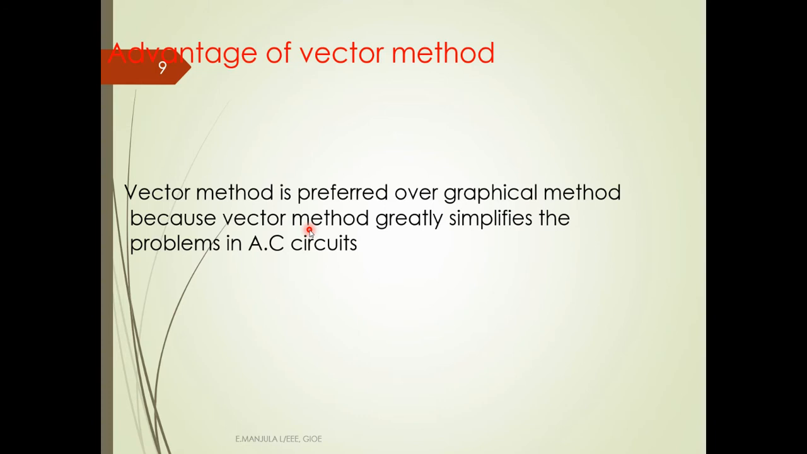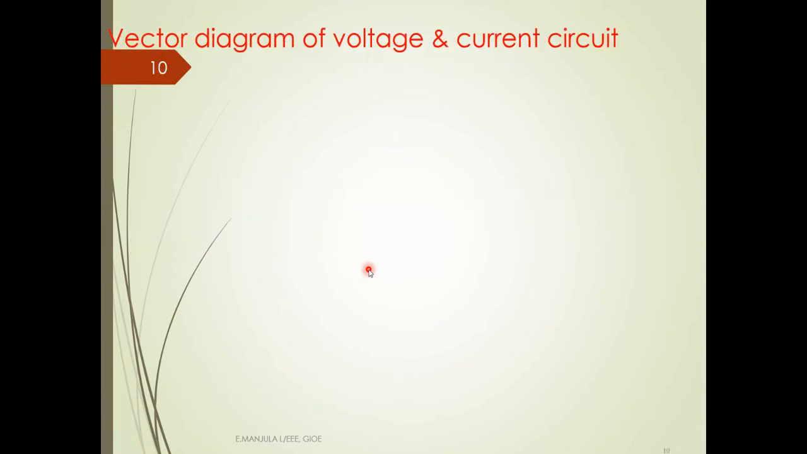So what are the advantages of the vector representation? We know how a phasor is represented, either the voltage or the current. Then why do we have to go for the vector, and what is the advantage of the vector representation? We will check it. Here the vector method is preferred over a graphical method because vector methods greatly simplify the problems in AC circuits. By using vector methods, it is very easy to solve very difficult problems in AC circuits.